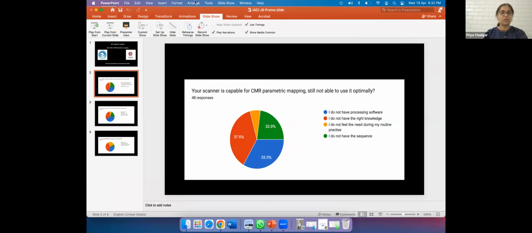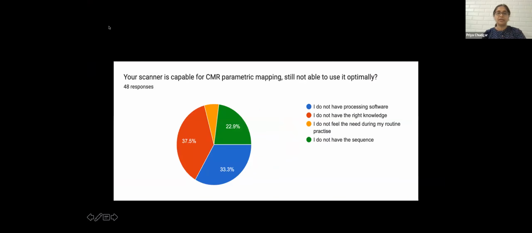And as we had circulated a Google Sheet, I would just like to share the results. As you can see, most of the people who submitted the Google form and who are attending this meeting said the hindrance to using CMR parametric mapping was that they do not have the right knowledge. We will try to do our best. We have senior faculty members from our organization who will be helping us with that.